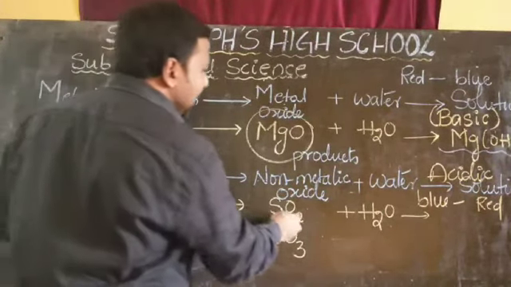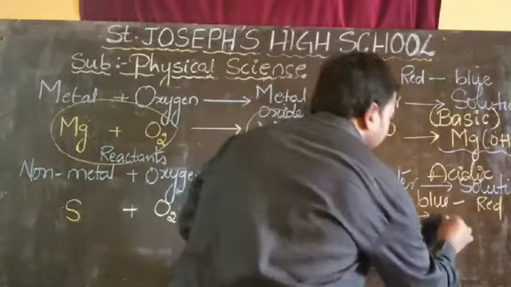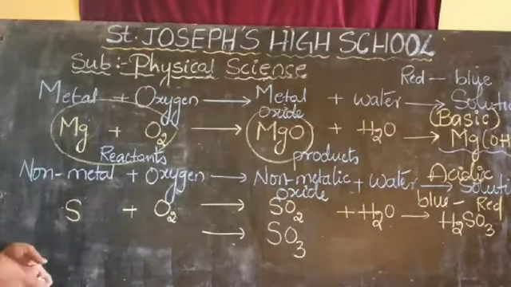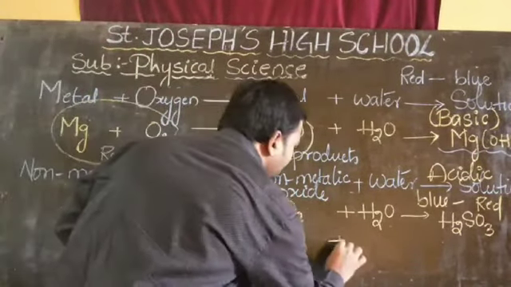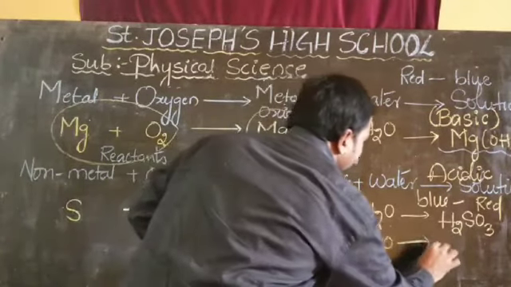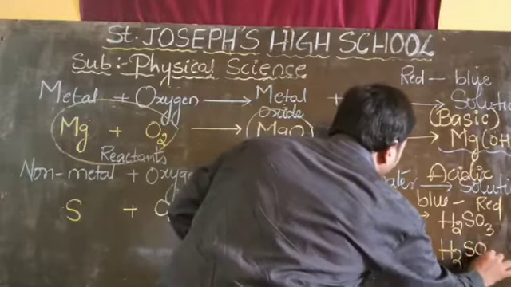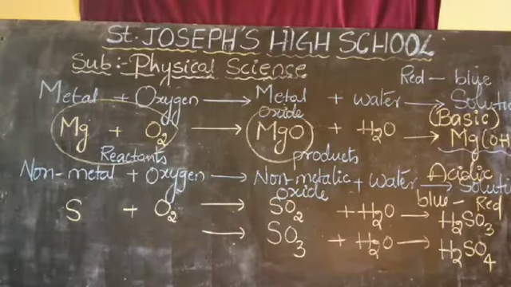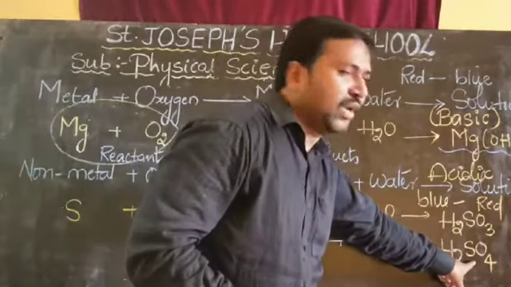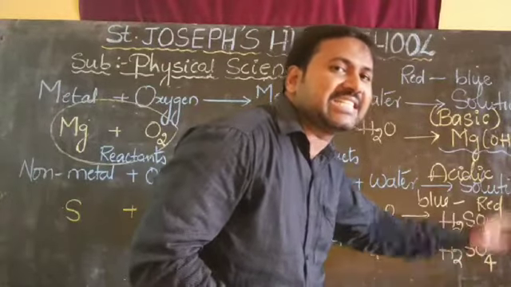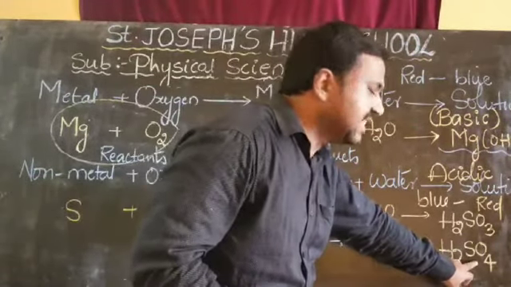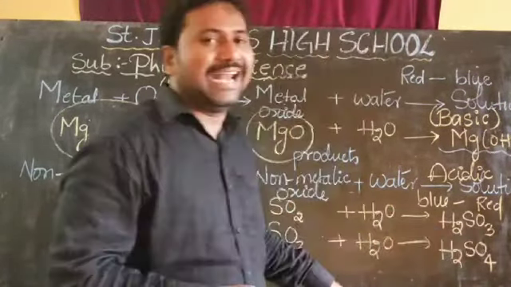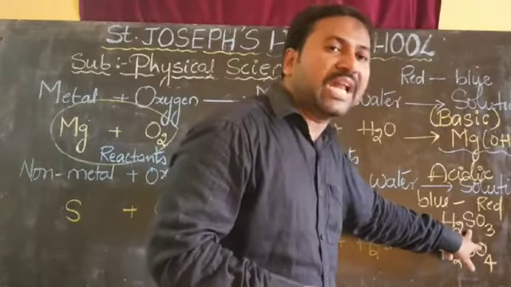When sulfur dioxide dissolves in water, you will get H2SO3. When sulfur trioxide dissolves in water, you will get H2SO4. What is the chemical name of H2SO3 and of H2SO4? H2SO4 is sulfuric acid. Once again, H2SO4 is sulfuric acid. H2SO3 has one oxygen less. This is called sulfurous acid.